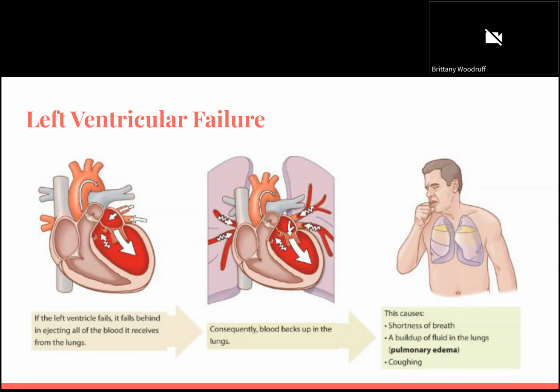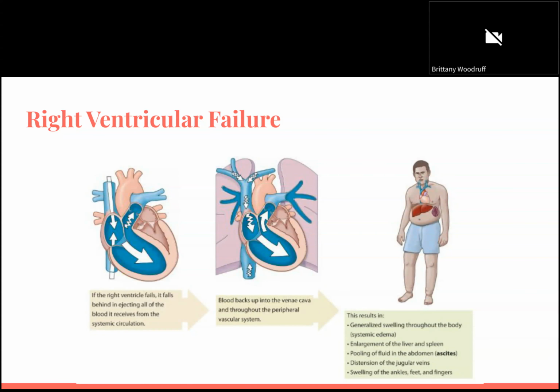Now, just like left-sided CHF is caused by left ventricular failure, right-sided CHF is caused by right ventricular failure. So if our right ventricle is not working properly, blood is going to back up into the things that drain into our right side of the heart, which is what? What drains into the right side of the heart? Starts with a V.